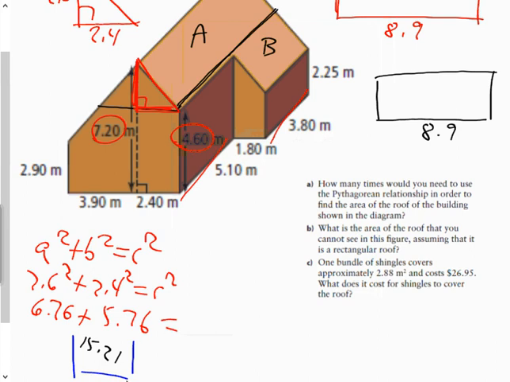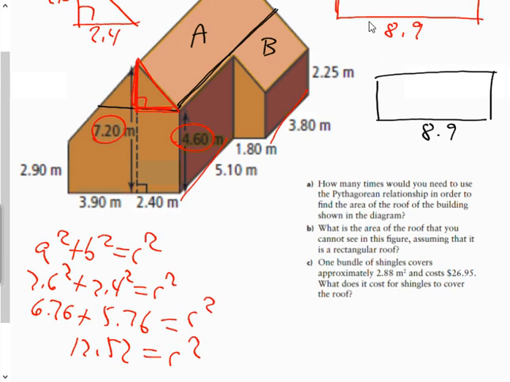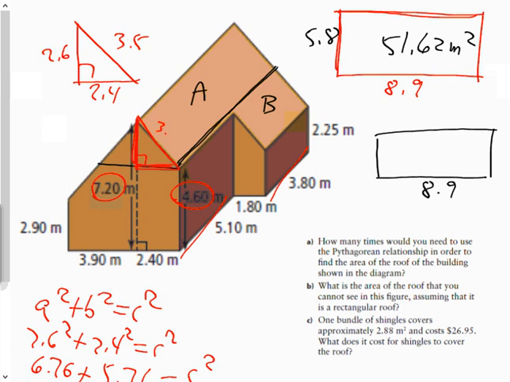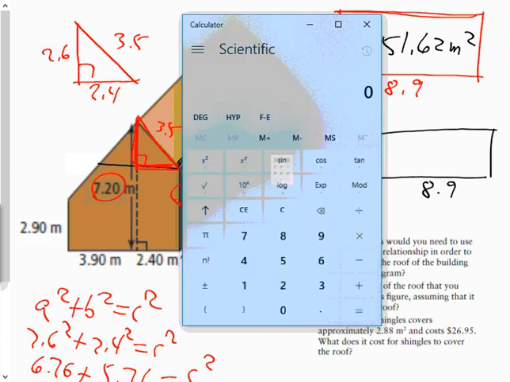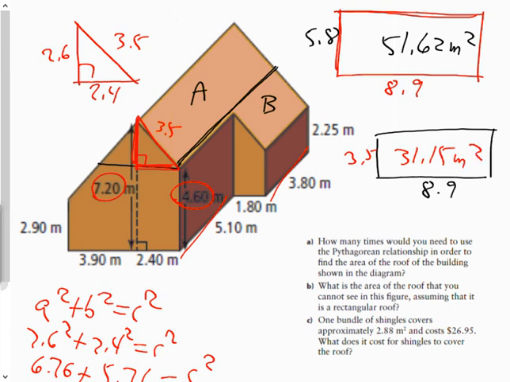So 12.52 equals C squared. In order to solve for C, what do I have to do to both sides? Square root. So the square root of 12.52 is roughly 3.5, which means this part of my triangle is 3.5, which means this is 3.5. So to get the area of A, since it's a rectangle, I'm going to multiply 3.5 by 8.9, and the area of that part of my roof is 31.15 square meters.